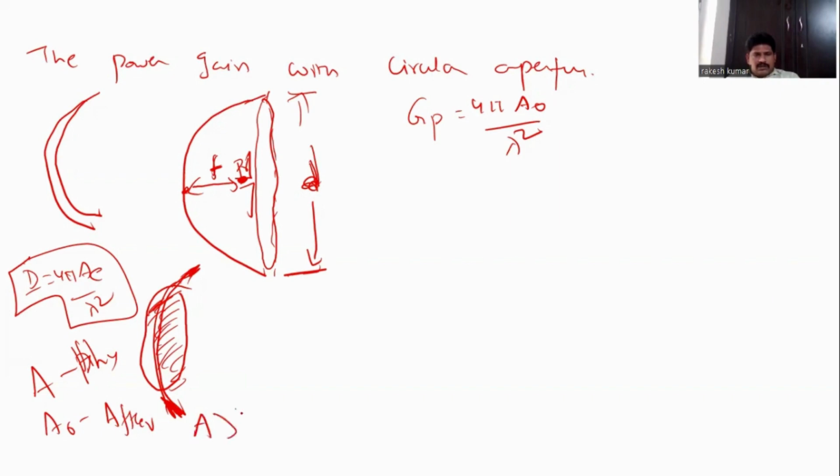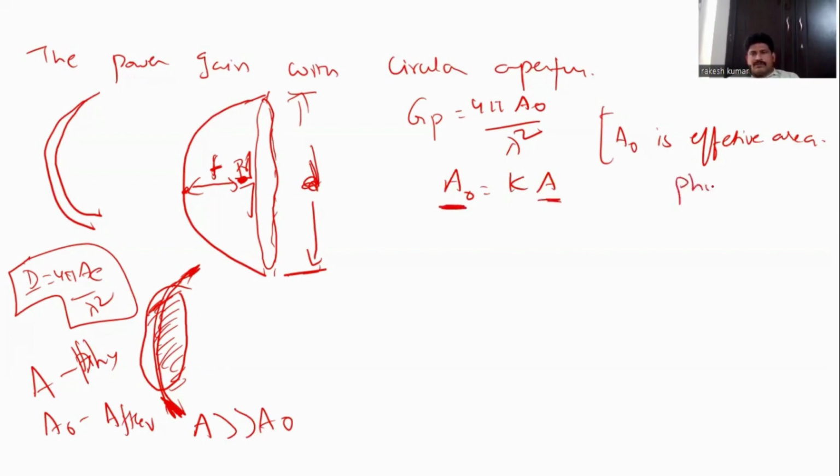A is always greater than A naught. So GP is equal to 4 pi A naught by lambda square, where A naught is the effective area. What is the relationship between A naught and A? A naught is equal to K into A, where A is the physical area. The value of K is equal to A naught by A. Always the value of K is less than 1, so the effective area is always less than the physical area.